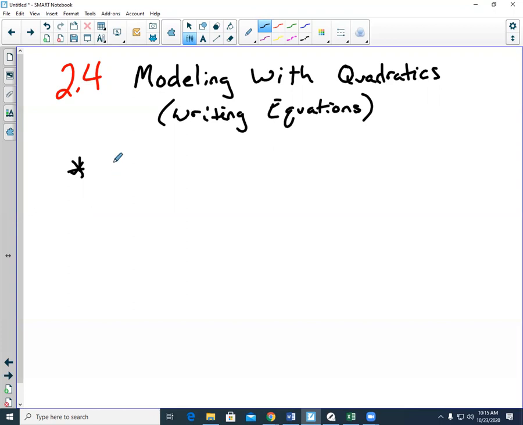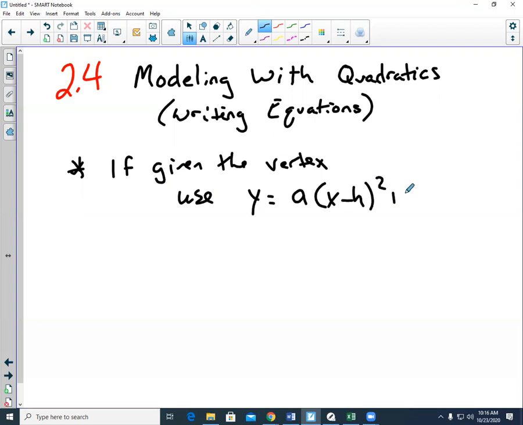So the first one is, if you are given the vertex, and we'll go through an example of each of these, you need to use the equation y equals a times (x minus h) squared plus k. So you have to use that. And I should say if you're given the vertex and a point. In this case, you really only need 2, because remember, if you know the vertex and you know another point, then you really could find a 3rd point because of the axis of symmetry and that reflection, right?